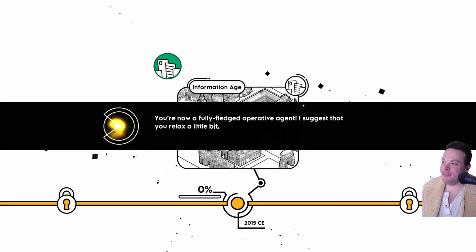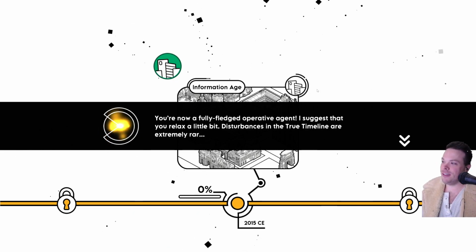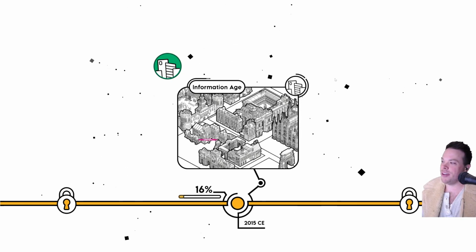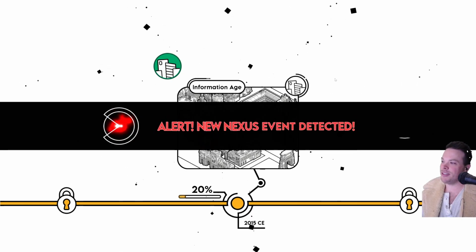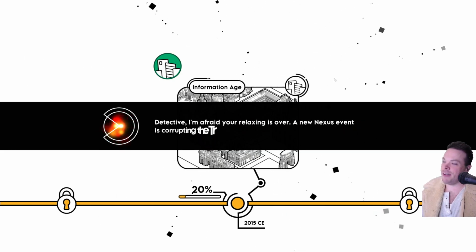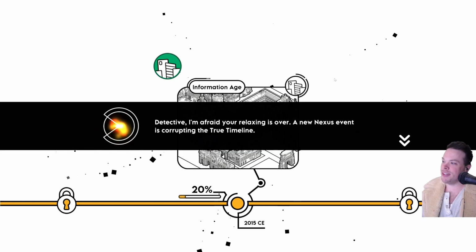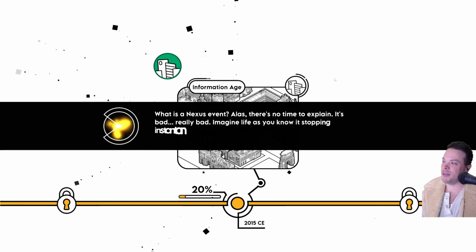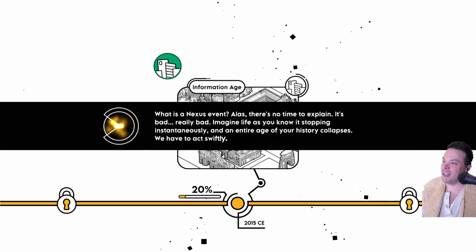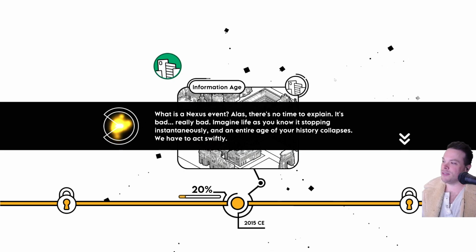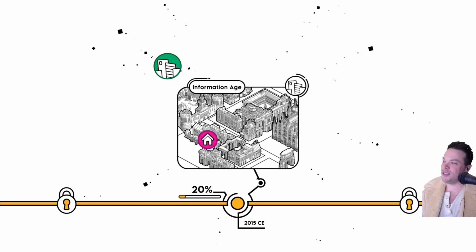You're a fully fledged operative. Agent, I suggest that you relax a bit. Disturbances in the true timeline are extremely rare. Alert, alert, new Nexus event detected. I'm afraid relaxing is over. A new Nexus event is corrupting the timeline. What is a Nexus event? There's no time to explain. It's just bad. Imagine life as you know it is stopping, and an entire age of your history collapses. We have to act swiftly. Let's go.